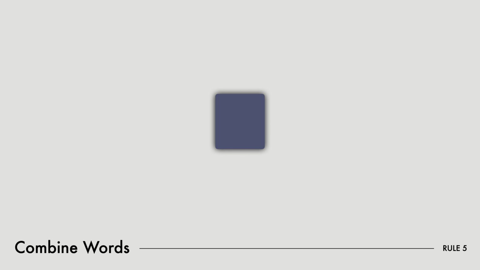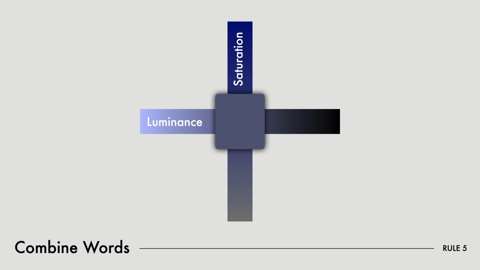Okay, rule number 5 is to combine words, and this is big. Combine words and use modifiers. So let's think about this. And here's a helpful tool when you're trying to think about modifiers. So let's say you have a color here, and you can put it on a 2-axis, and on one axis you can put its saturation, and the other its luminance, or what we kind of call brightness. That's not technically correct, but it's fine. It's brightness, so light to dark and saturated and desaturated.